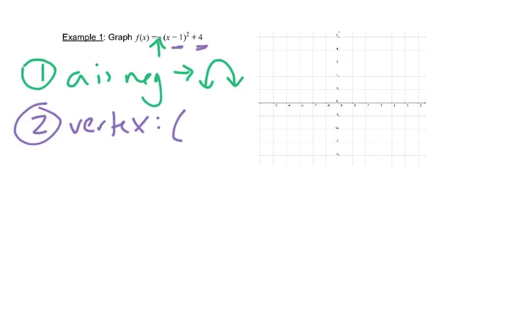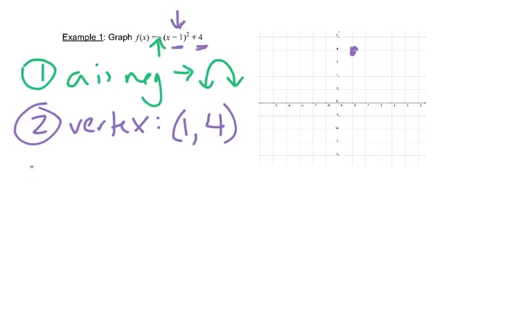The inside part is backwards. It's not a negative one, it's a positive one, because remember that if it was minus 1 inside, it meant that we moved right 1, and then plus 4 means up 4. So our vertex is (1, 4). So let's plot that point, (1, 4). So that'd be like right here. It's hard for me to get it on the computer.